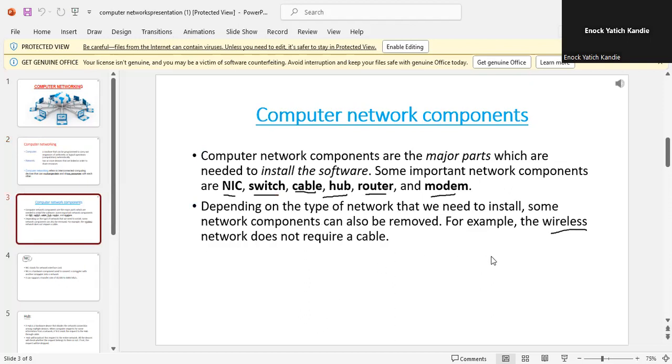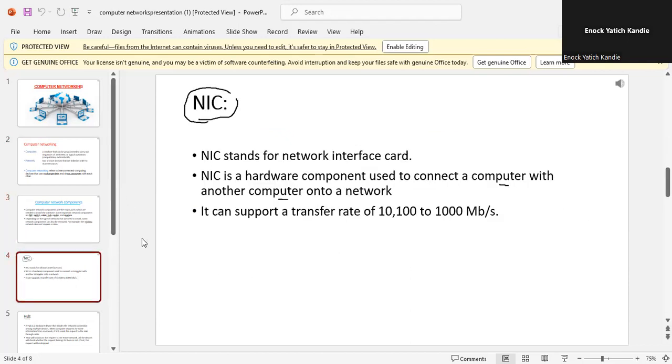Now we have the components of computer networking. A computer network has major parts which need to be installed for it to function. Some important network components are NIC, switch, cable, hub, router, and a modem. Depending on the type of network that we need to install, some network components can also be removed. For example, a wireless network does not need a cable. So we shall now look at each and every component individually.